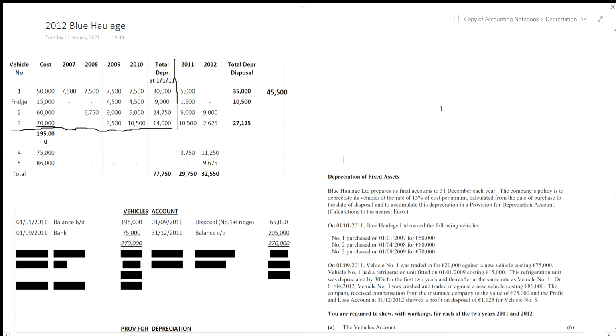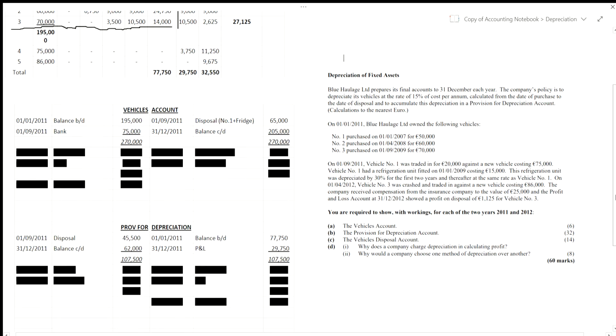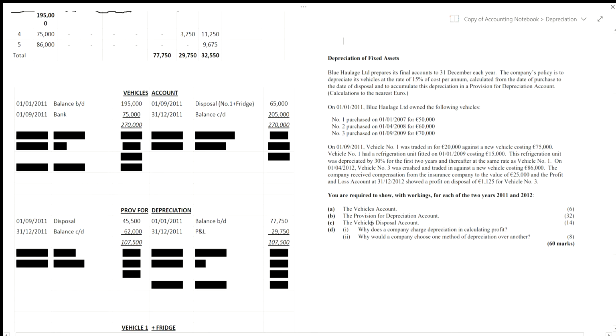This is the 2012 depreciation question. The last day, just before the break, we looked at the depreciation table. So we filled that out for the question, given the information that we got here. You're asked in the question, once you've done the table, it gets you all the information for your accounts. Once we've done that, then we can start the accounts here.